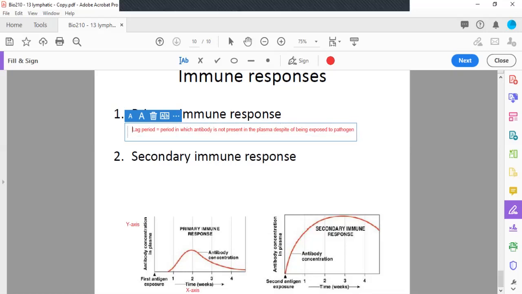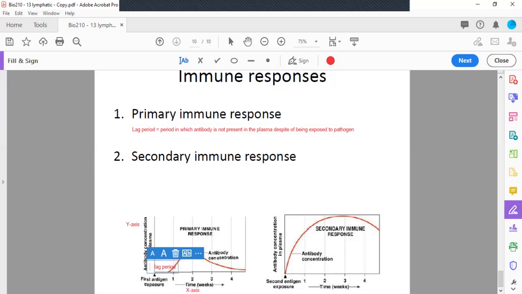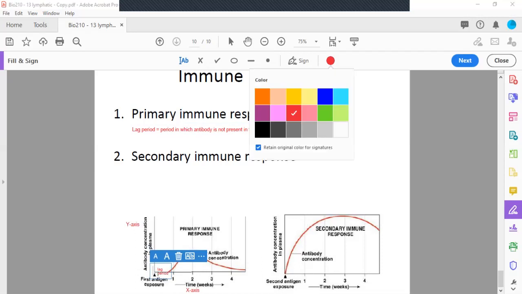Now, what does that mean? What exactly is a lag period? What is involved? That's the question that you want to ask: what is involved in this lag period? So I'm going to type in the lag period down here. I'll make it very small. And you can see in this case that there's a lag period right here. I'll change the color, make it distinctive.